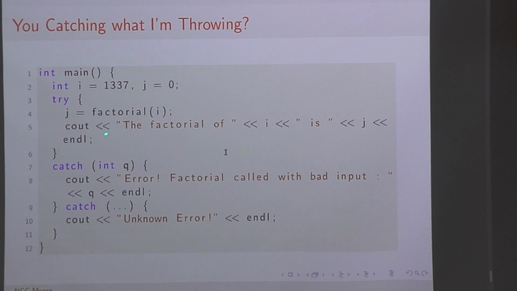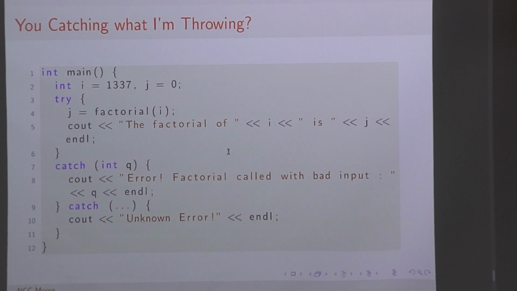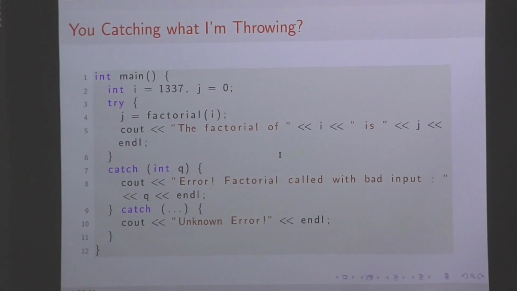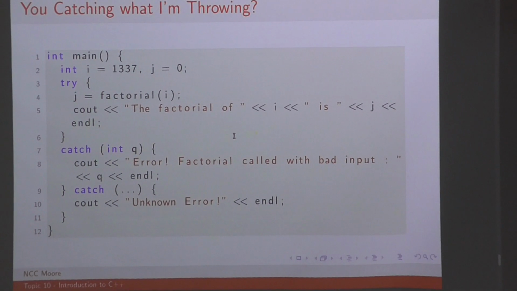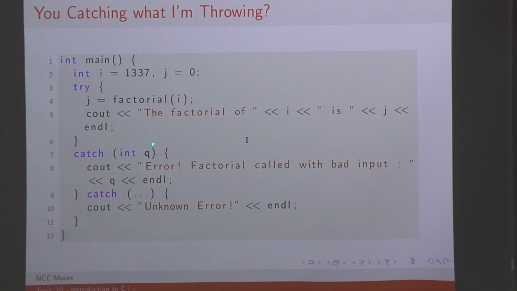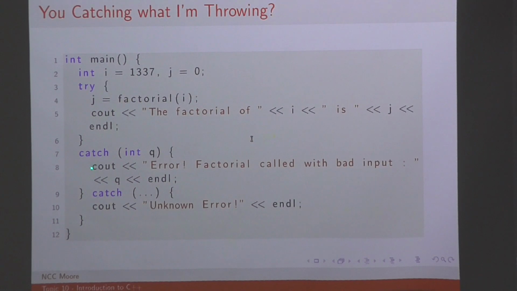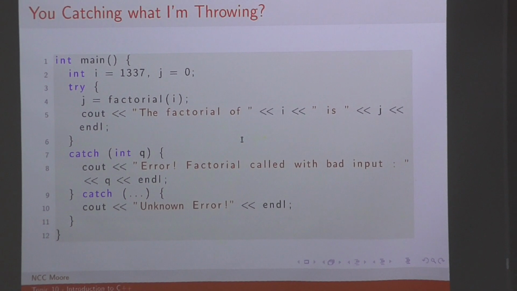So when we have the negative 10 thrown, we have a series of catch statements, in the same way that function overloading resolves based on the data types of the input to the function. Catch overloading resolves by the same mechanism. So because we have thrown an integer, we're going to use the catch for integers, which will receive negative 10. So when we say cout, error factorial called with bad input, negative 10, and endl. Make sense? Any other questions?